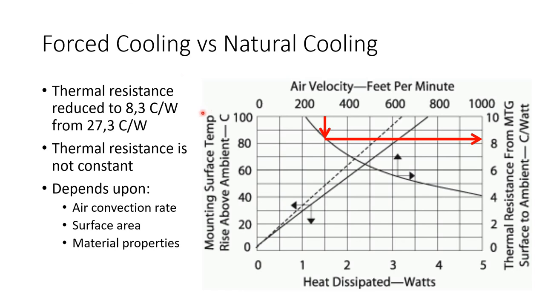Thermal resistance is not constant. It depends upon the air convection rate. As you can see, if we further increase the air velocity, we can further decrease the thermal resistance to have a better thermal performance. It depends upon the surface area of the heatsink, if we increase the surface area of the heatsink, the ambient thermal resistance will reduce. It also depends upon the material properties. If you're using aluminium, for example, it has a very high thermal conductivity, so it has a low thermal resistance.